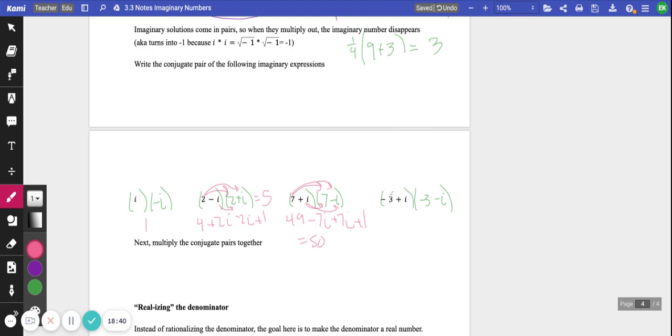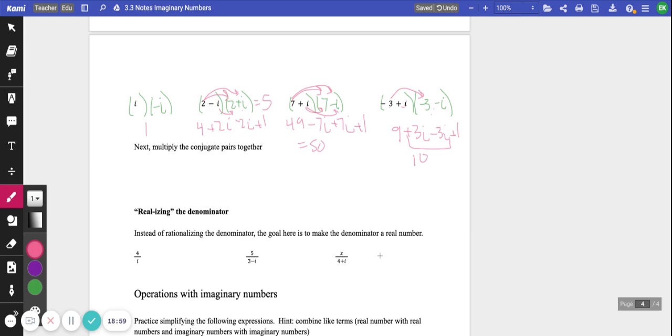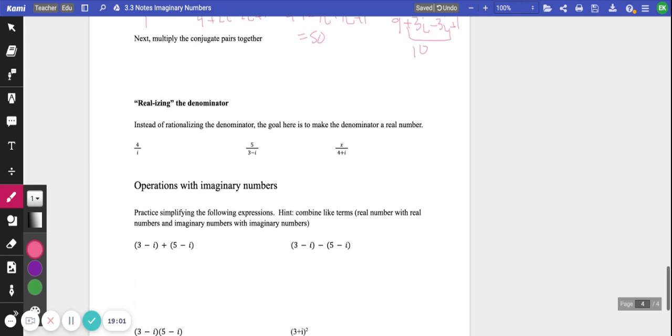So I have negative 3 times negative 3, positive 9. Negative 3 times negative i is plus 3i. i times negative 3 is minus 3i. And i times negative i is plus 1. So those cancel out, and we're just left with 10. So if you multiply conjugate pairs together and they do not go away, the i's don't go away, then you need to go back and check your math, because they should multiply out.